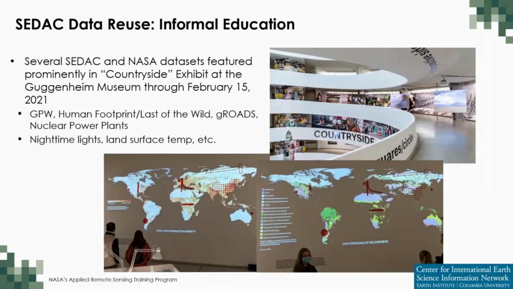This is just one example of a different kind of application of our data for educational purposes. Last year, the Guggenheim Museum in New York opened up a large exhibit called Countryside. Unfortunately, it closed within 2 weeks because of COVID and didn't open up till the fall, and then only stayed open until February of this year. But they had a large interactive display with many data layers. You can see our population density in the bottom left, and they have a number of NASA remote sensing layers as part of this immersive exhibit.